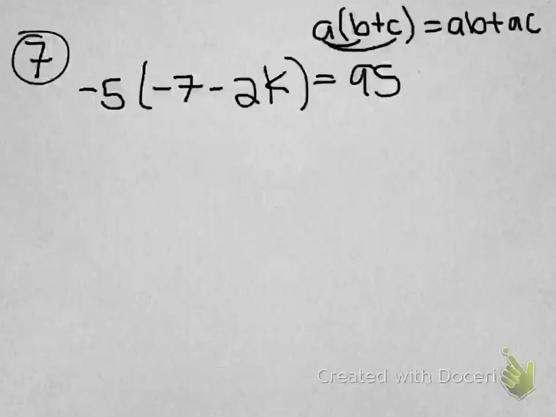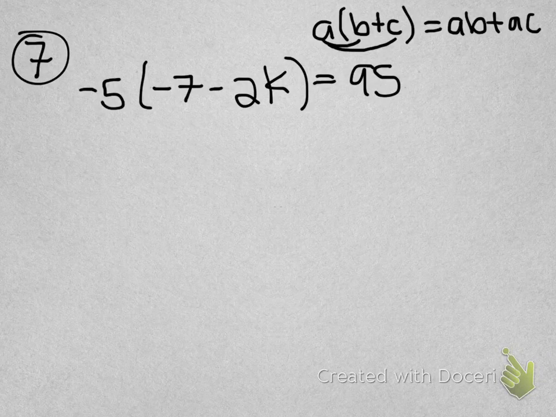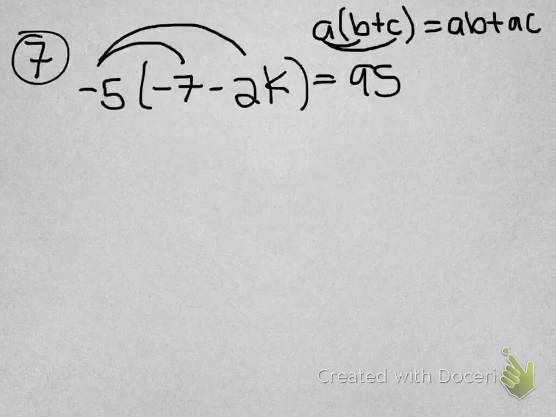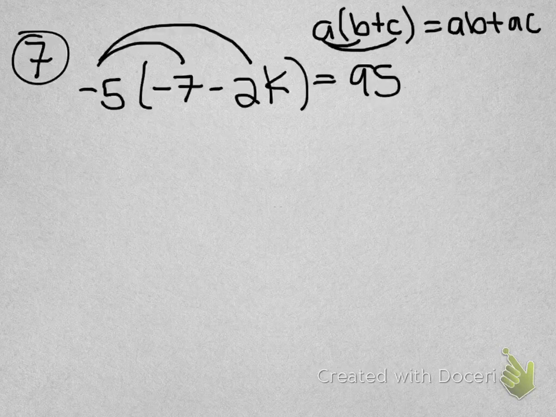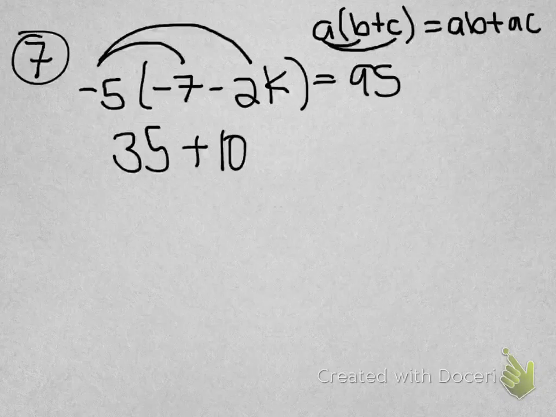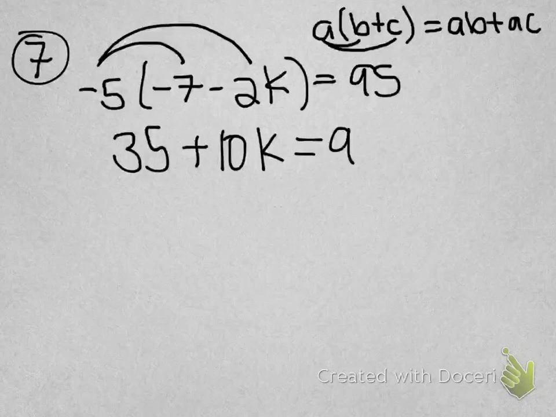work. So if we look at our first problem, this says -5 parentheses -7 minus 2x parentheses equals 95. When I look at this problem, I say, oh, I can take this -5 and distribute it to both of those. So -5 times -7 is 35. -5 times -2x becomes plus 10x, and that is still going to equal 95.